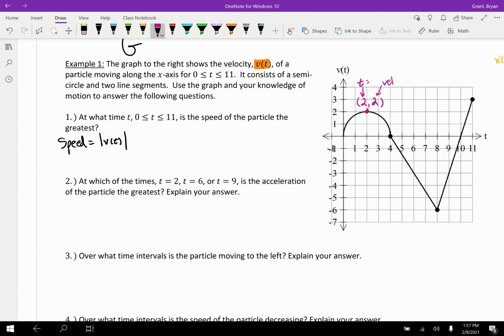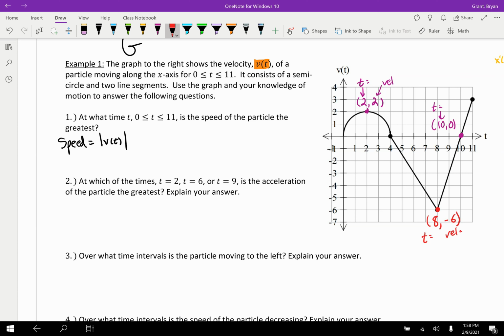If I wanted to look at another one, like let's say this point over here, this is 10, 0, this means at a time of 10, the particle has a speed or velocity of 0. The particle is not moving. What is the largest speed? Well, it actually turns out to be this guy down at the bottom. This is 8, -6, which means at a time of 8, the velocity is -6, which means our particle is moving to the left at a speed of 6.